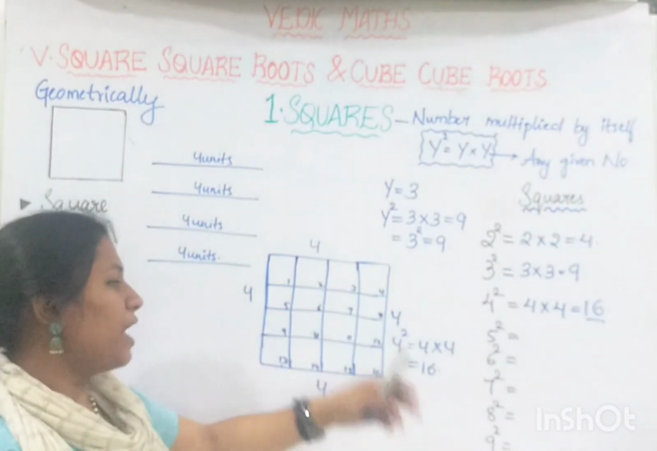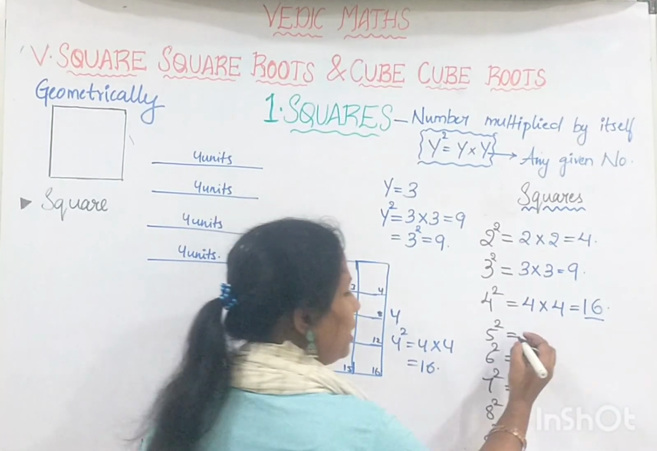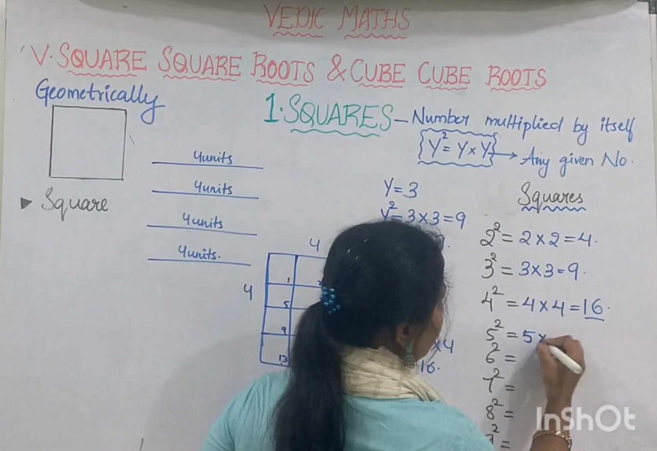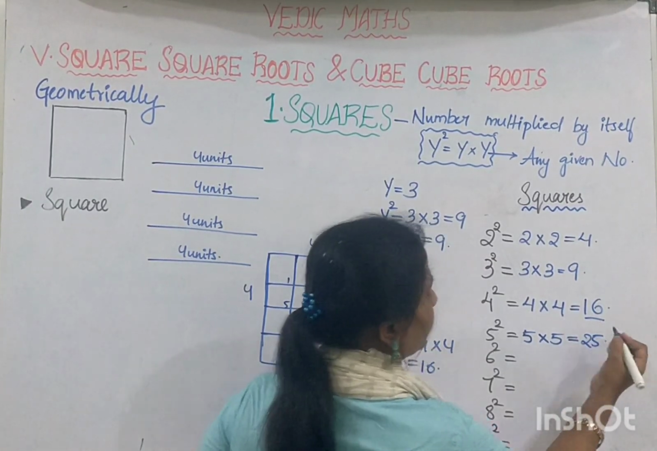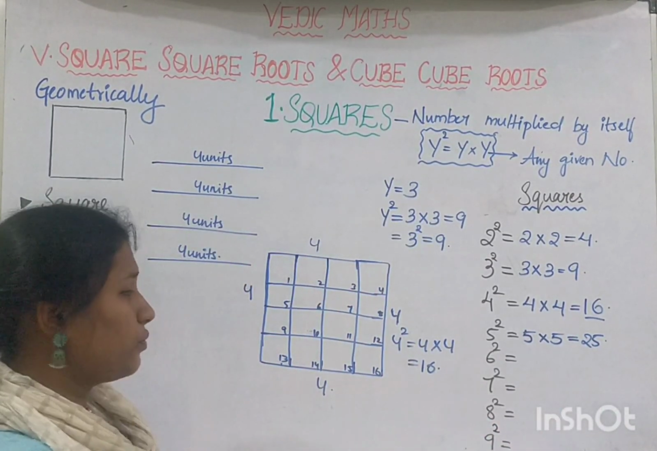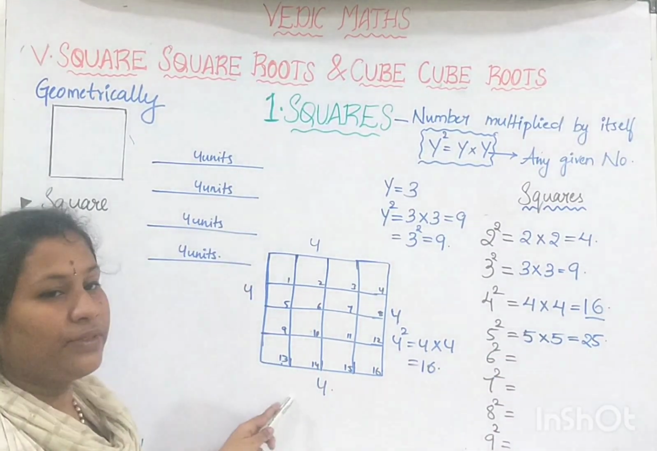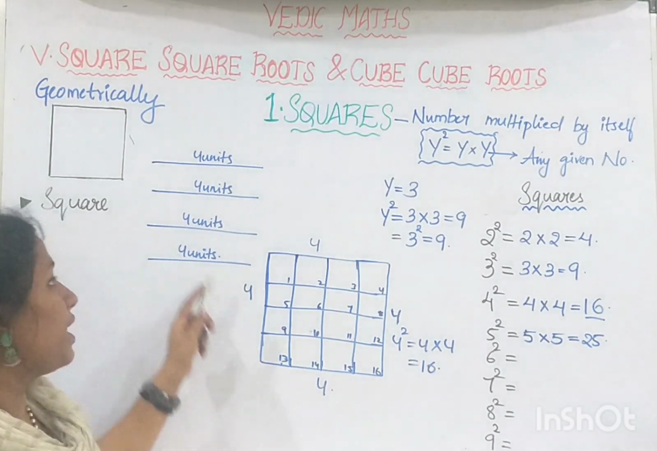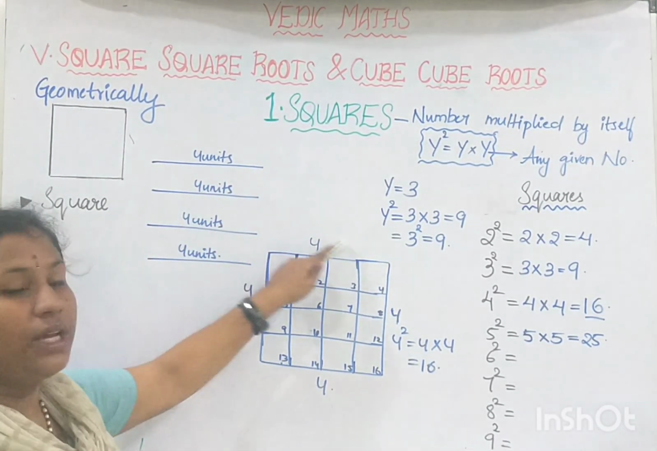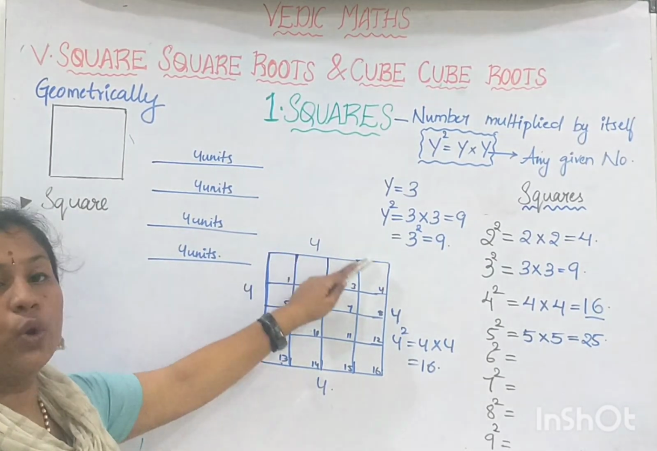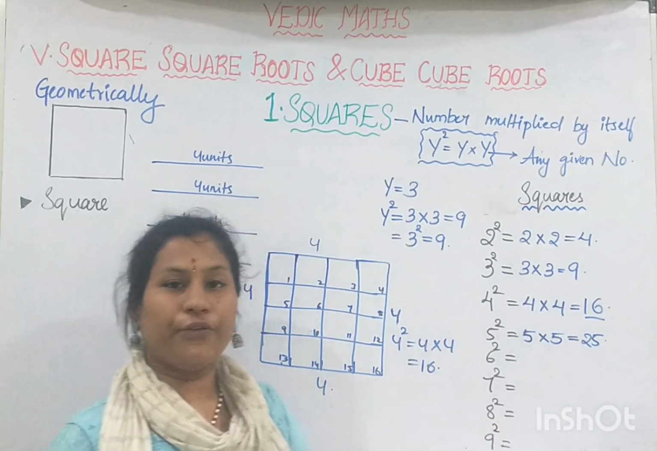Now let's see another number, 5 square. 5 square means we have to multiply the given number by itself 2 times. 5 into 5 is equal to 25. We can do this like this by taking the line segments. We can take 4 line segments of 5 units. Then we can form a closed figure with the 5 units. Then we will get 25.